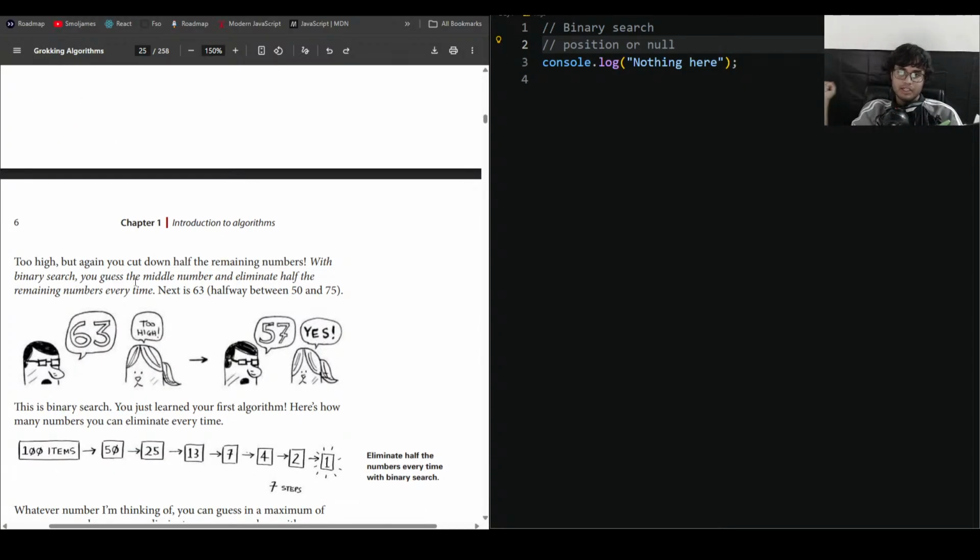Too high, but again you cut down half the remaining numbers. With binary search you guess the middle number and eliminate half the remaining numbers every time. Next is 63. Too high. Again, the numbers left are 50, 25, 13, 7.